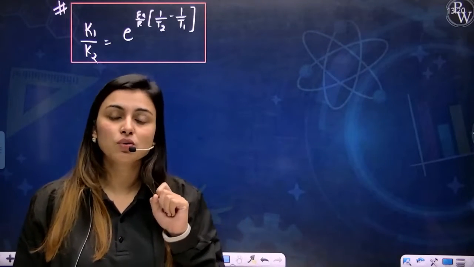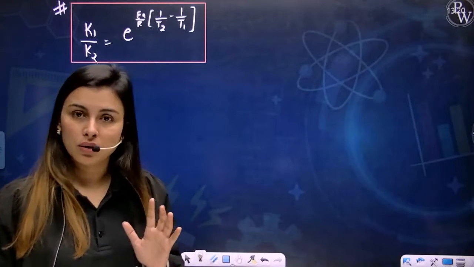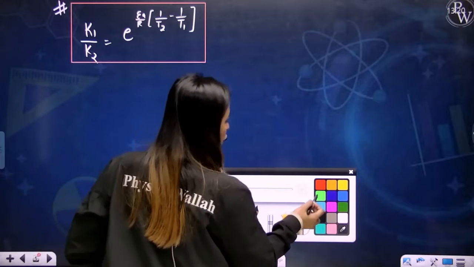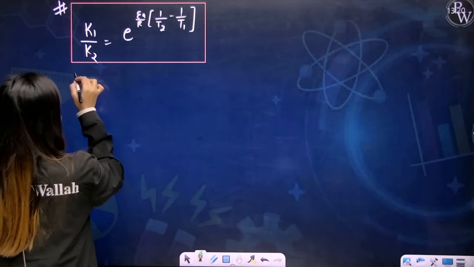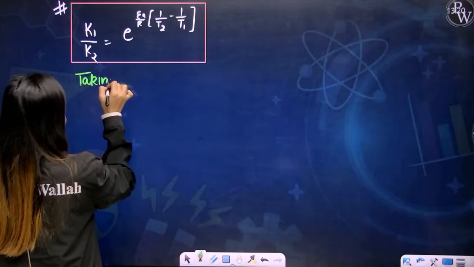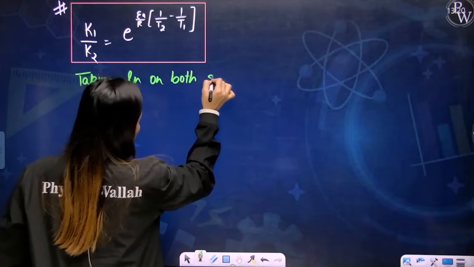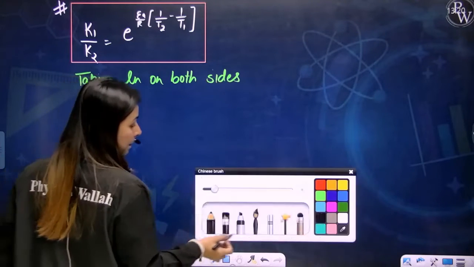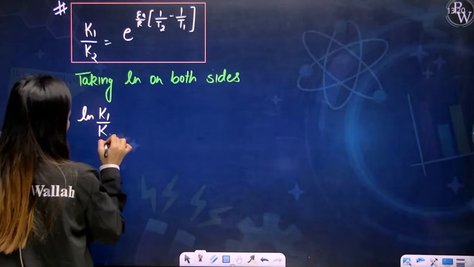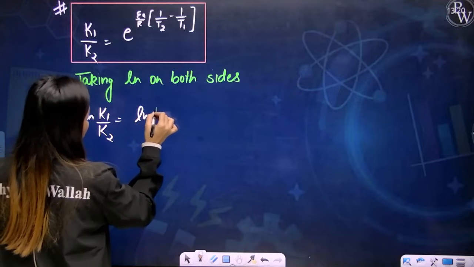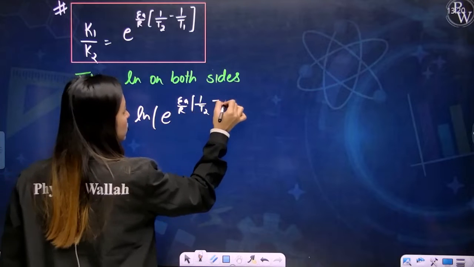Now what are we going to do? Now we'll be taking log. We'll just continue this derivation. Let's take log on both sides. Taking natural log, taking ln on both sides, what will we get? ln of K1 by K2 is equal to ln of e raised to the power Ea by R times (1 upon T2 minus 1 upon T1).